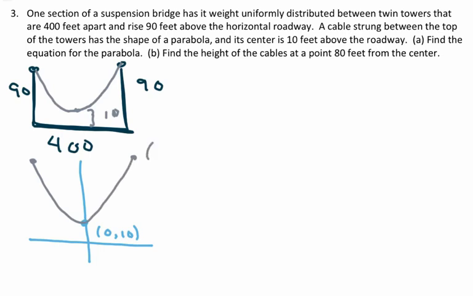So these points are going to end up being (200, 90) and the other one will be (-200, 90). And the reason why they are at 200 is because it's at the center. And because this is 400 feet, when you break it up into two parts, it's 200. So what happens is that we can end up finding an equation for our parabola by using one of the parabola formulas.